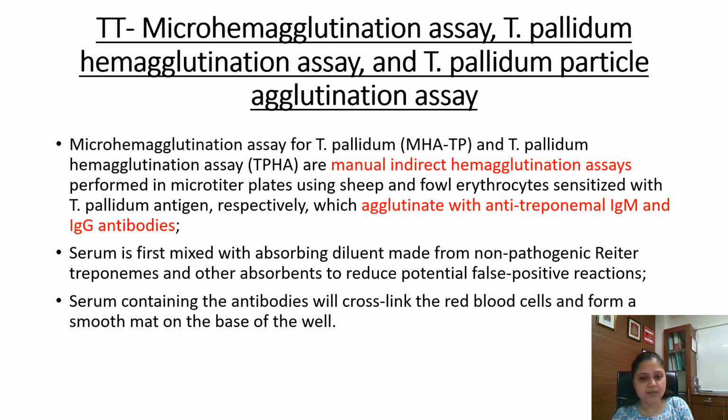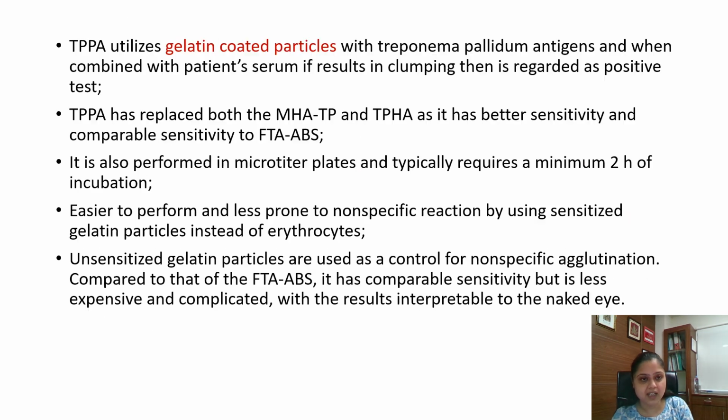Serum containing the antibodies is going to cross-link with the red blood cells, and they will form a smooth mat on the base of the well, which is appreciated as the formation of hemagglutination, indicating a positive reaction.